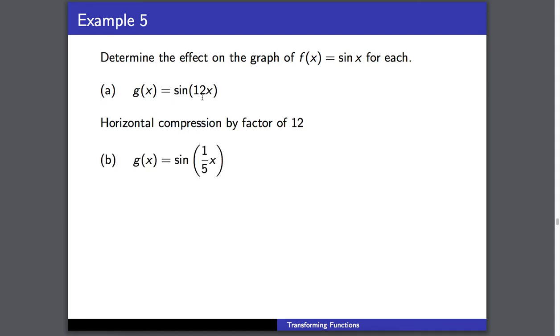All right, next up we have g of x equals sine of 1/5 x. The 1/5 is between 0 and 1, so it is going to be a horizontal stretch. And we take the reciprocal of 1/5 to get the factor, which in this case is 5. So now all your points are 5 times further away from the y-axis than they used to be.